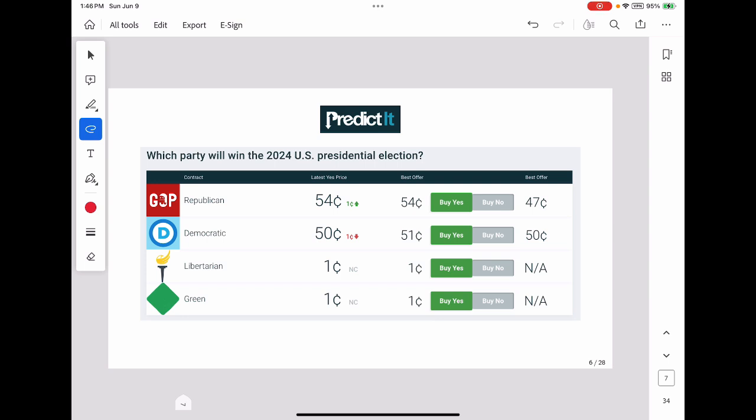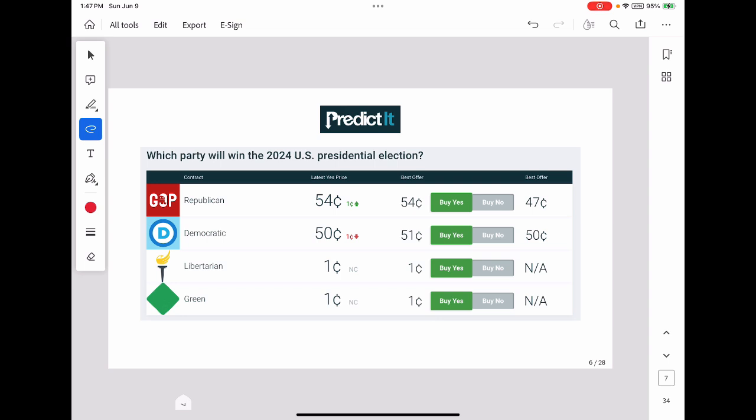And again, you have buy and sell prices. If you wanted to buy a contract on the Republican candidate, it would cost you 54 cents. And if that person actually wins, you would receive $1. If they lose, you'd receive nothing. Similarly, if you want to bet on the Democratic candidate, you would pay 51 cents for a contract that will pay you $1 or nothing.